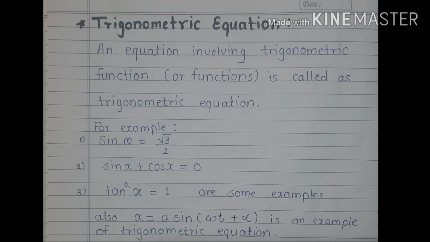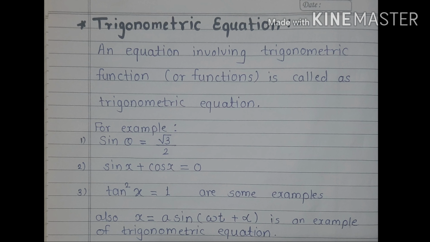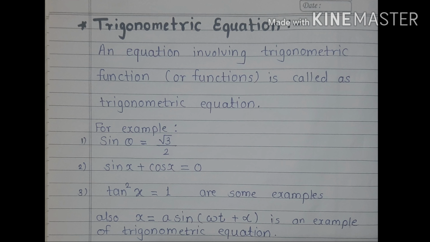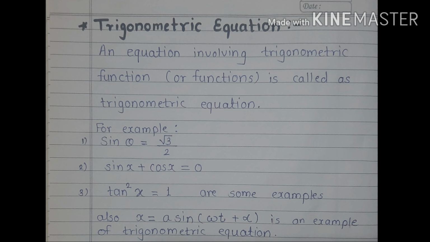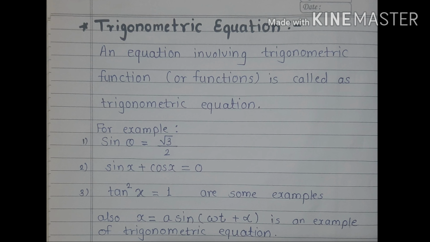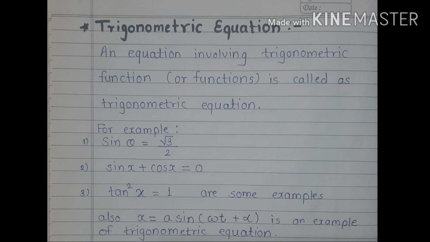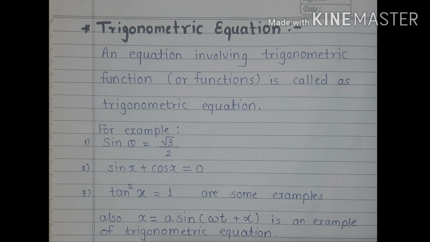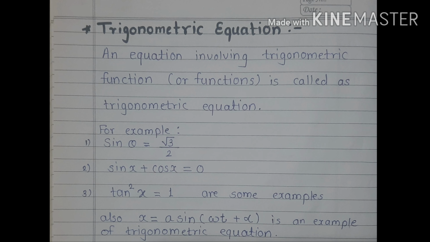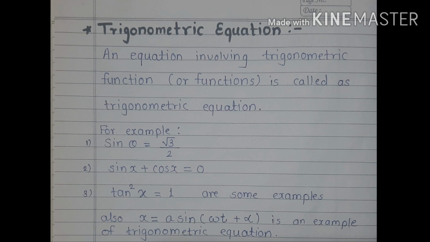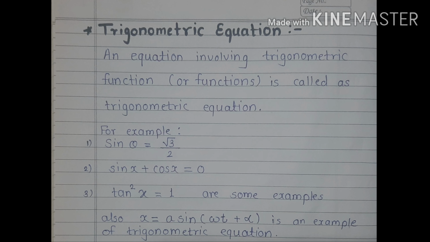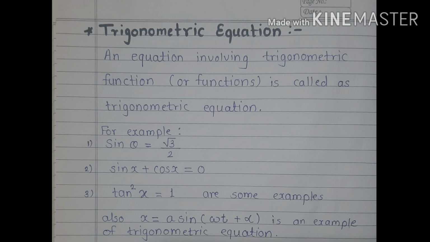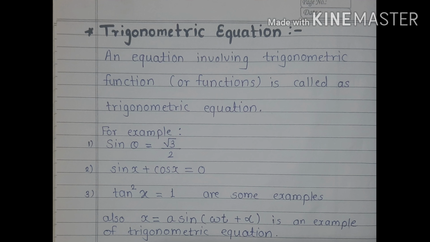For example, sin x is equals to root 3 upon 2, or sin x plus cos x is equals to 0, or tan square x is equals to 1 are some examples of trigonometric equation. Also, the derivation from physics, x is equals to a sine of omega t plus alpha, is an example of trigonometric equation.